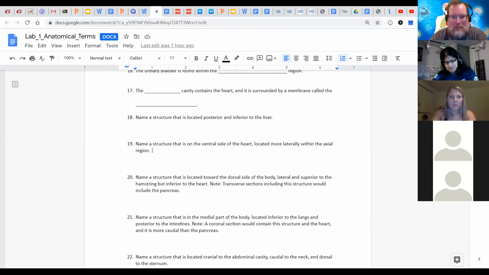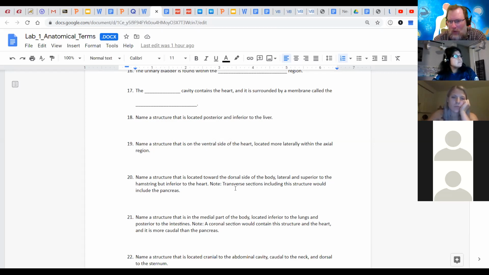So yeah, it says name a structure, so it could be just about any of those. I've had students try to name a part of the heart, like left atrium or something. So no, I would go with any of those. Lung for sure, and then certainly ribs or sternum. Pericardium, more laterally within the axial region. That's why some of these aren't that terribly specific, and I think that's the idea, to get you thinking about areas and what's in these areas.